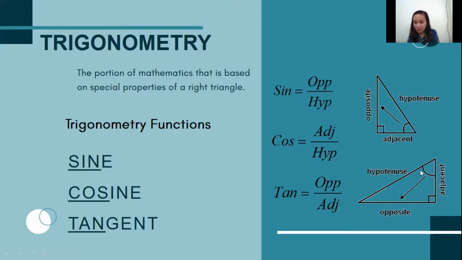Now, if your angle is at this side, your opposite side now is this one, and your adjacent side is this one. Your hypotenuse is again the opposite of the right angle. Okay, so later on, I will show you examples on how to use your trigonometric functions.